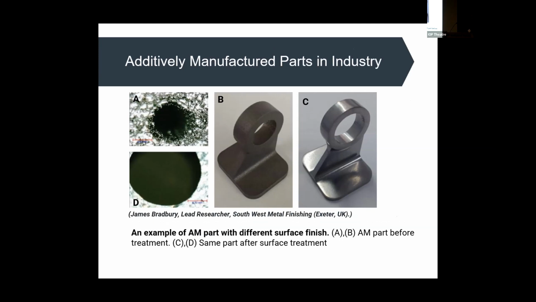Here we have one part that was 3D printed and had some surface finish treatment applied. And we look here at high resolution at how the surface treatment has affected the roughness. So this is before the treatment is applied on the surface, and this is after treatment is applied on the surface.